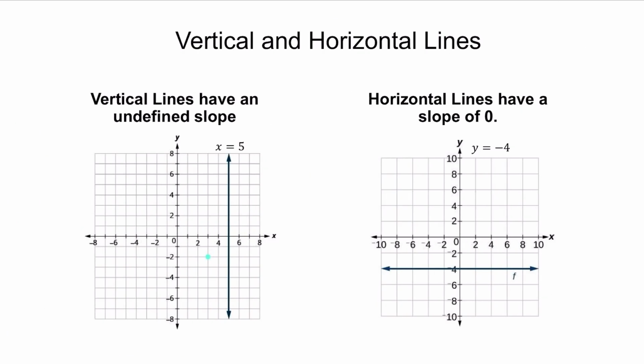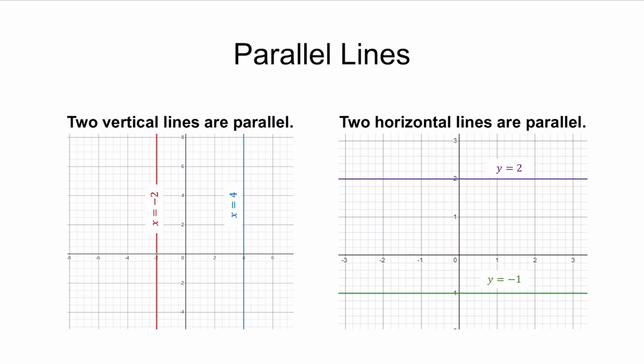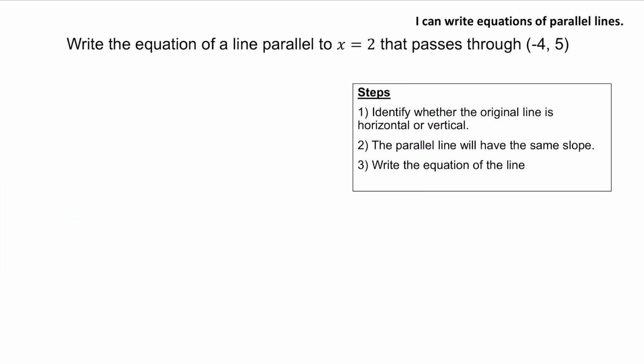So another thing that comes up in this section is vertical and horizontal lines. Remember that vertical lines have an undefined slope. Horizontal lines have a slope of 0. So when we talk about parallel lines, 2 vertical lines will always be parallel. Similarly, 2 horizontal lines will always be parallel. So if we're going to write the equation of a line parallel to x equals 2 that passes through negative 4, 5, let's think about what we're going to do.